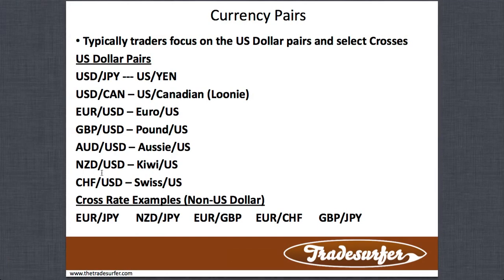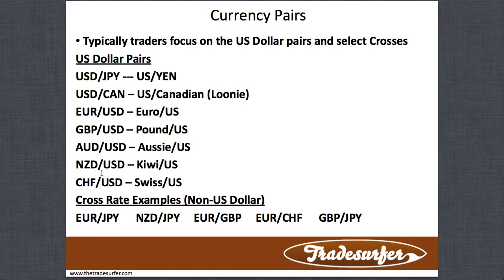Typically, traders focus on a few of the U.S. dollar pairs, and by U.S. dollar pair, I mean the U.S. dollar against something else, and select crosses. When we say a cross, that's when we see actually a non-U.S. currency compared to one another. And I'll kind of explain this if you're new to Forex trading.